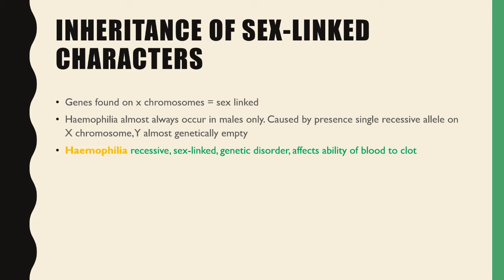The mother may carry a single recessive allele, but it won't show because it's not dominant. So the mother will not be hemophiliac because it's recessive, but when she passes it on to her son, he'll have the recessive allele with no dominant allele to mask it, and therefore he'll be a hemophiliac. Hemophilia is a recessive sex-linked genetic disorder that affects the ability of the blood to clot. Basically, your blood doesn't clot.